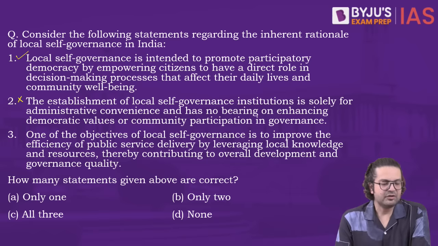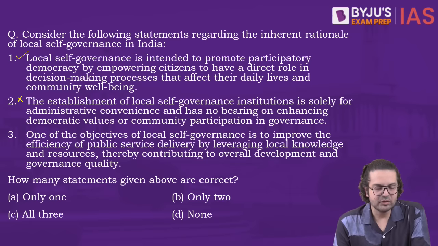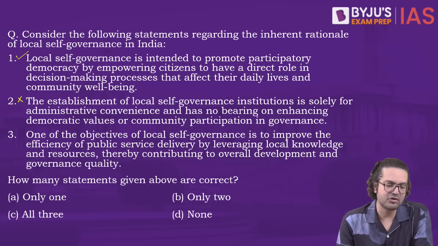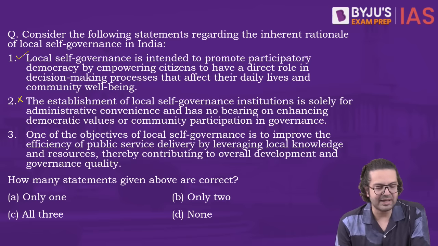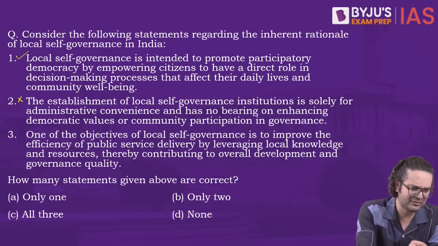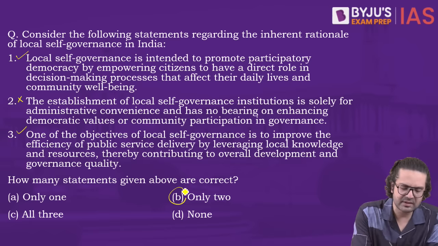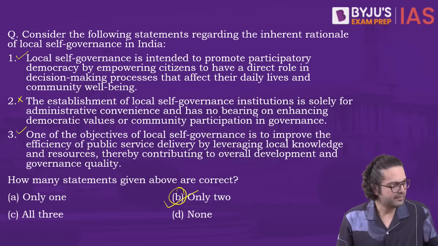Number 3, one of the objectives of local self-governance is to improve the efficiency of public service delivery by leveraging local knowledge and resources, thereby contributing to overall development and governance quality. Yes, that's also correct. How many statements are correct? Only 2 statements are correct. B is the right answer.